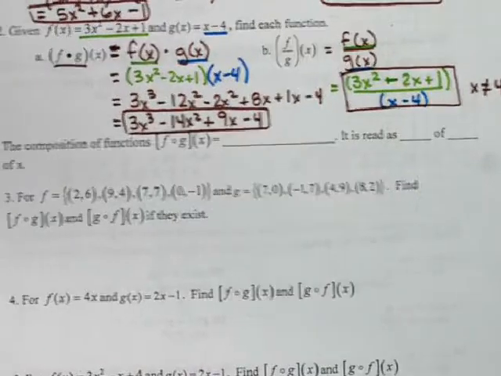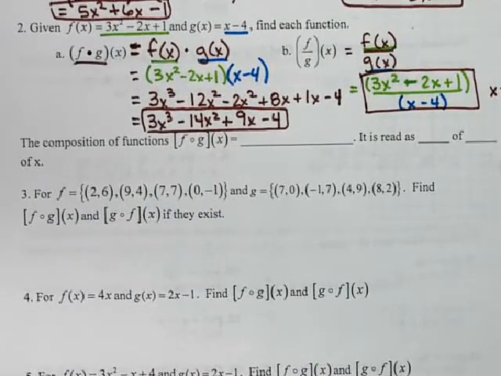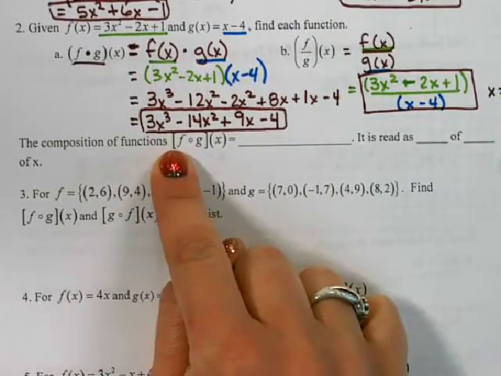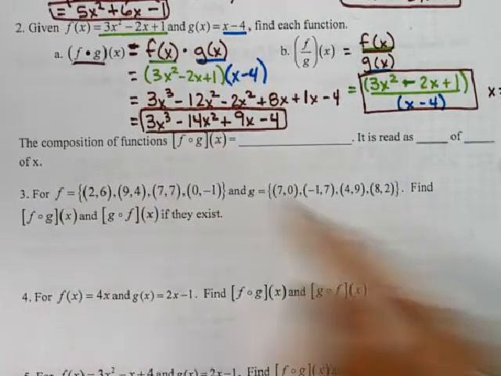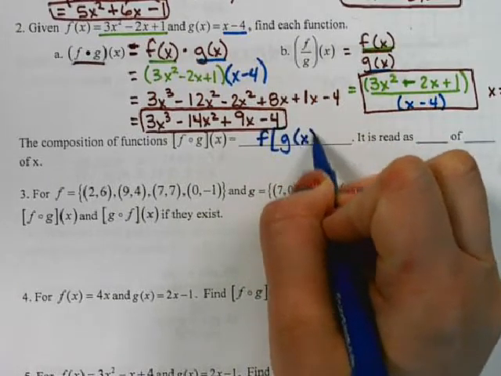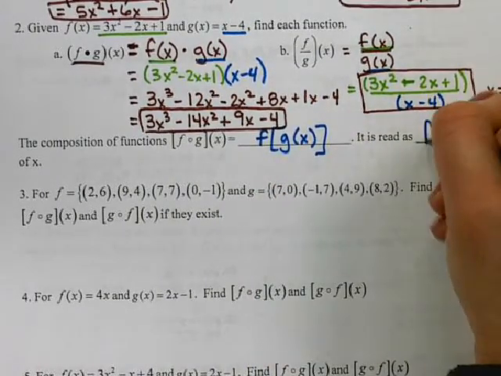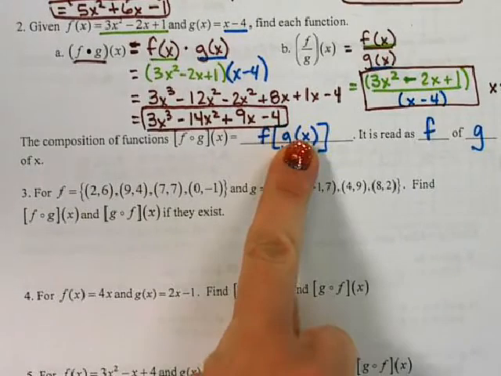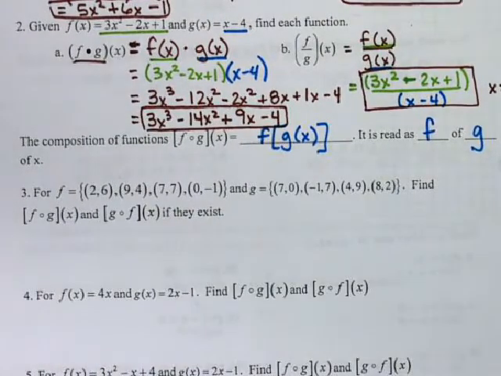So, the composition of functions, it looks like the word fog, but it says f of g of x. It's read as f of g of x. Think about putting one function into another one. Okay? I'm going to put my g function into my f function and replace it.